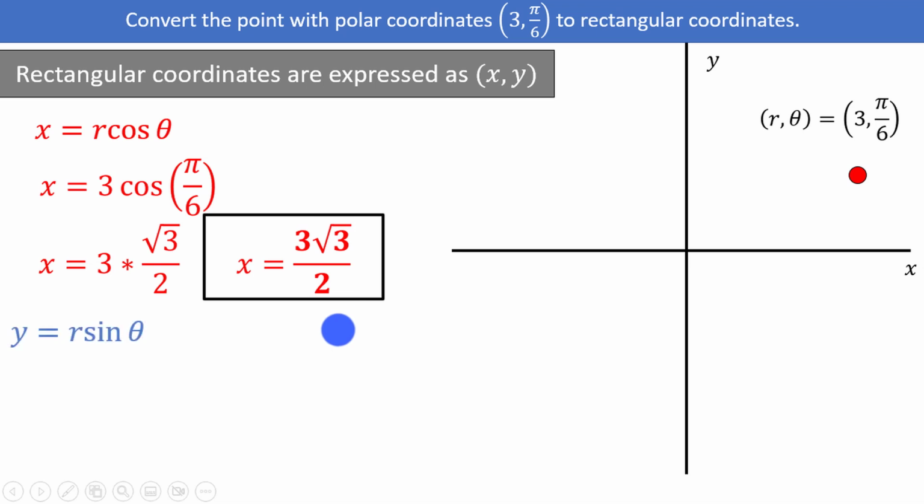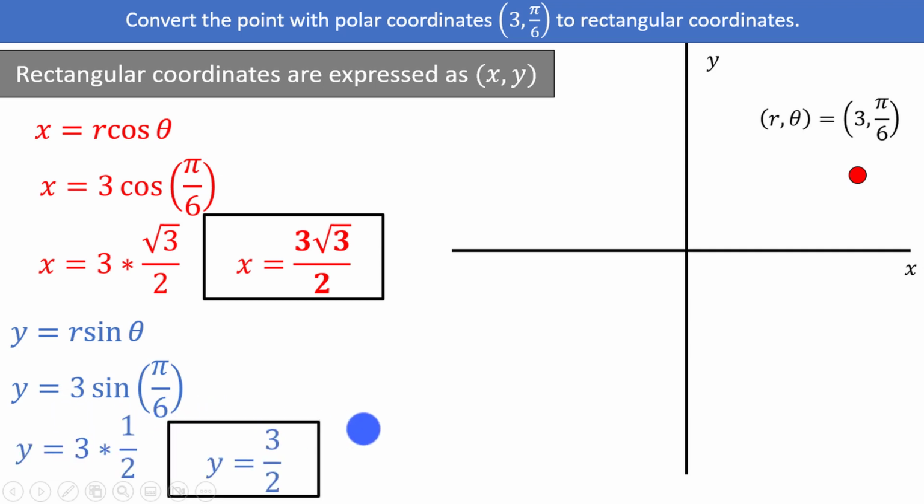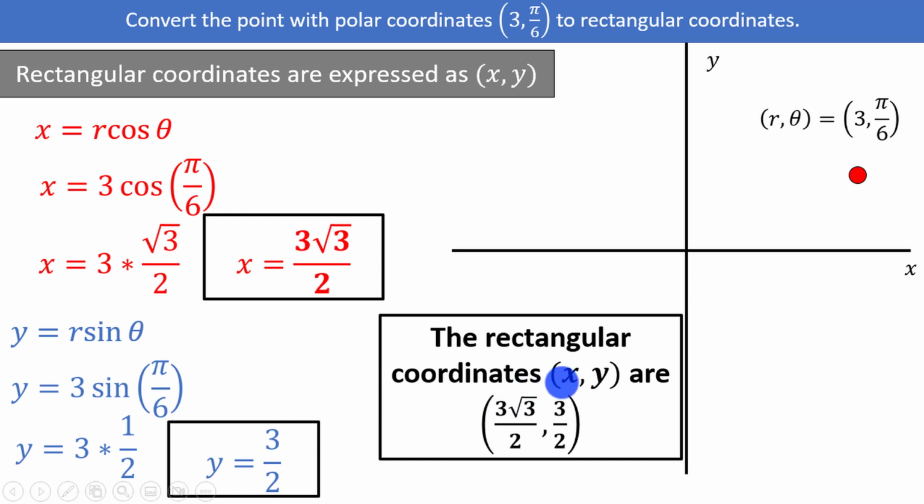As for the y-coordinate, we can find that by taking r and multiplying by sine of theta. We have 3 times the sine of pi over 6. Sine of pi over 6 is just 1/2, so we have 3 times 1/2, or 3/2. The rectangular coordinates x, y are 3 square root 3 over 2, 3/2. To reach this point, we can either go out 3 units in the pi over 6 direction, or we can go 3 square root 3 over 2 units to the right, and 3/2 units up in order to reach the exact same point.